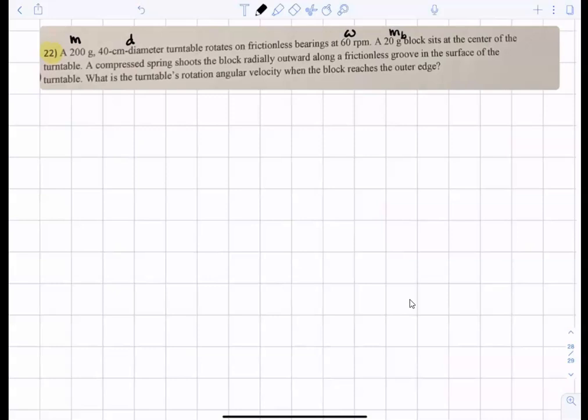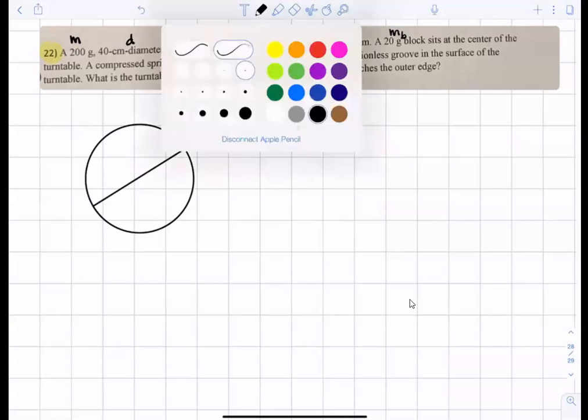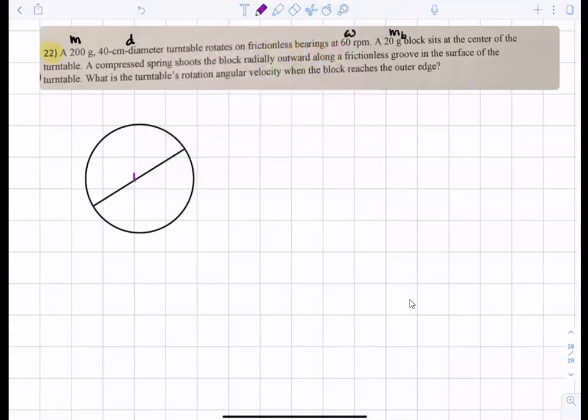You know, this is a hard one to do in 3D, but I'm going to do a picture from the top. So here you go. Here's the first picture, an initial moment. And I have a little block sitting in the center. I'm going to draw the diameter so I can center the block a little bit better. So here is my block sitting in the center.